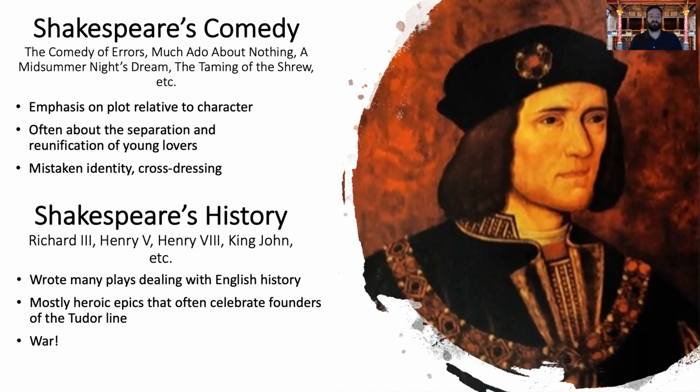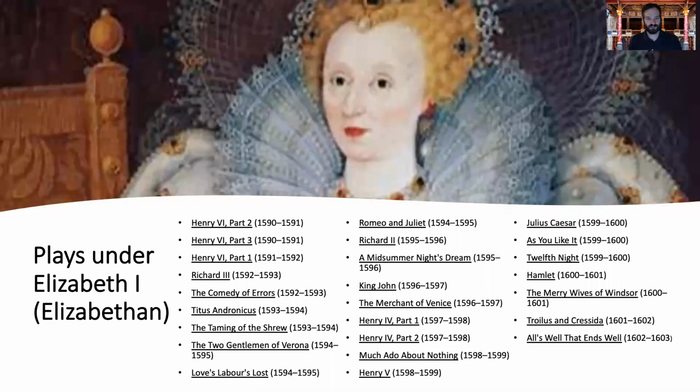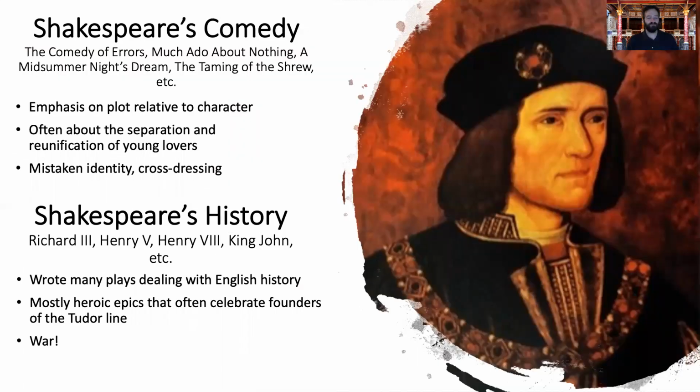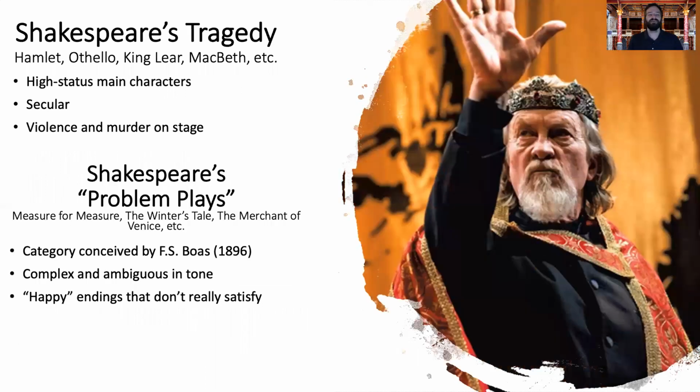His comedies were often about the separation and reunification of lovers, and there was mistaken identity, cross dressing, all this sort of stuff in his comedies. He wrote a lot of history plays dealing with English history. They're mostly kind of heroic epics that celebrate founders of the Tudor line, and this woman was a Tudor, so there you go, that makes sense. And most of them dealt with war, right? War between England and France, for the most part.